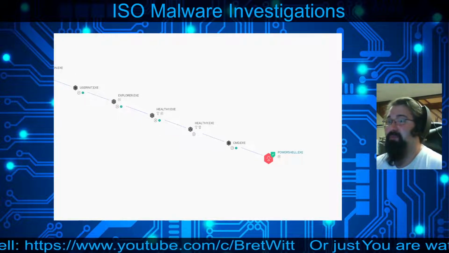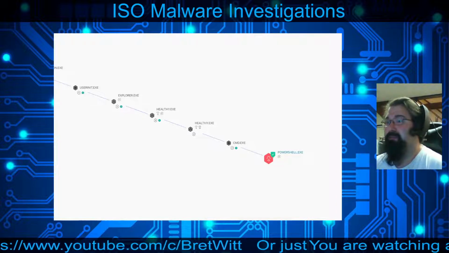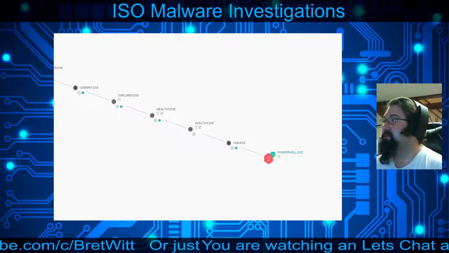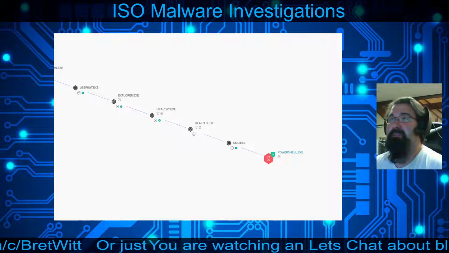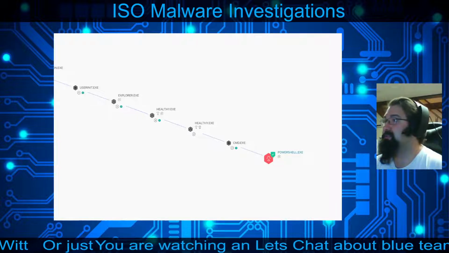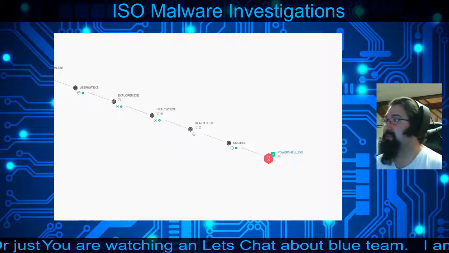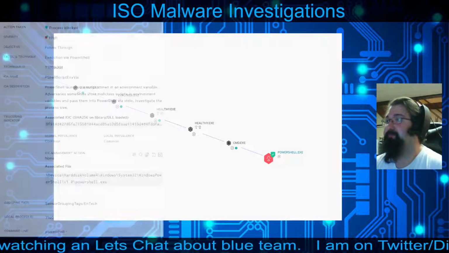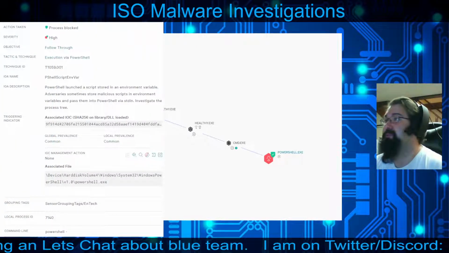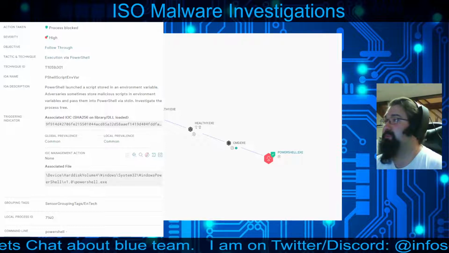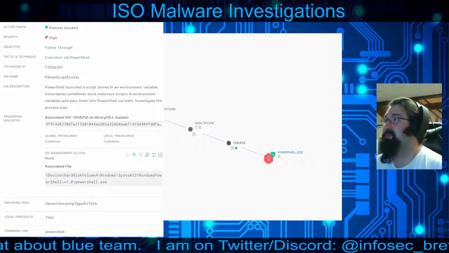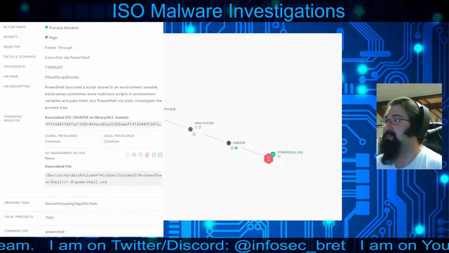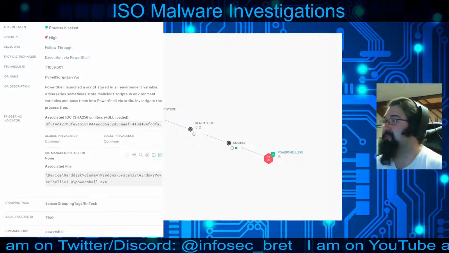There was a detection for odd PowerShell execution. Up here we've got the process tree. We see Explorer fired Healthy.exe, which fired Healthy.exe, which opened up a command window, which then called PowerShell. What it was complaining about is a PowerShell script environmental variable: PowerShell launched a script stored in an environmental variable. Adversaries sometimes store malicious scripts in those variables and pass them into PowerShell via stdin.